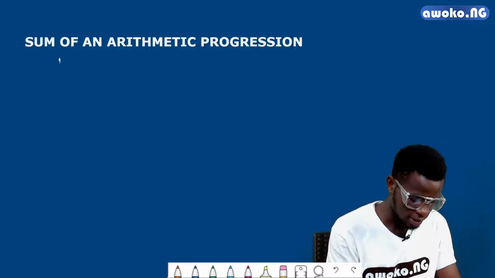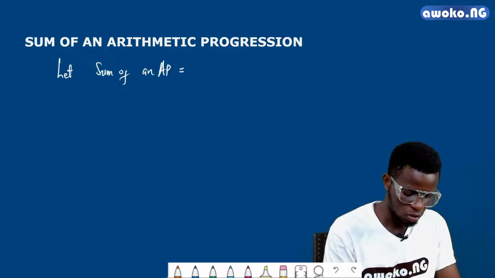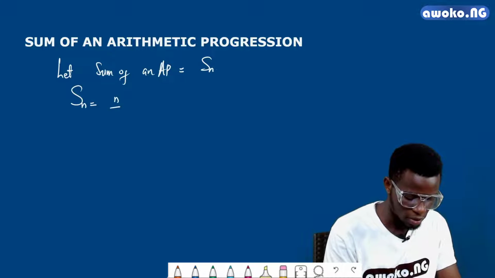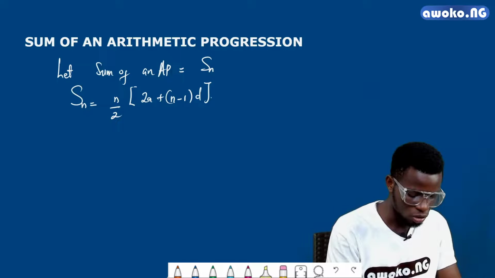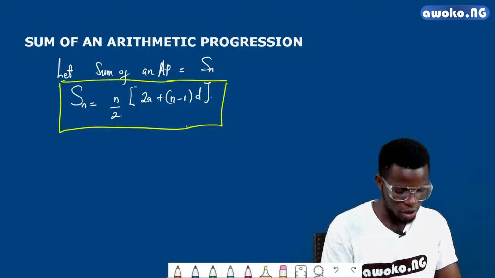Let us say the sum of an AP be equal to Sn. Then we have that Sn is equal to n over 2 into brackets 2a plus (n minus 1)d. So this is the formula we can use to obtain the sum of an arithmetic progression.